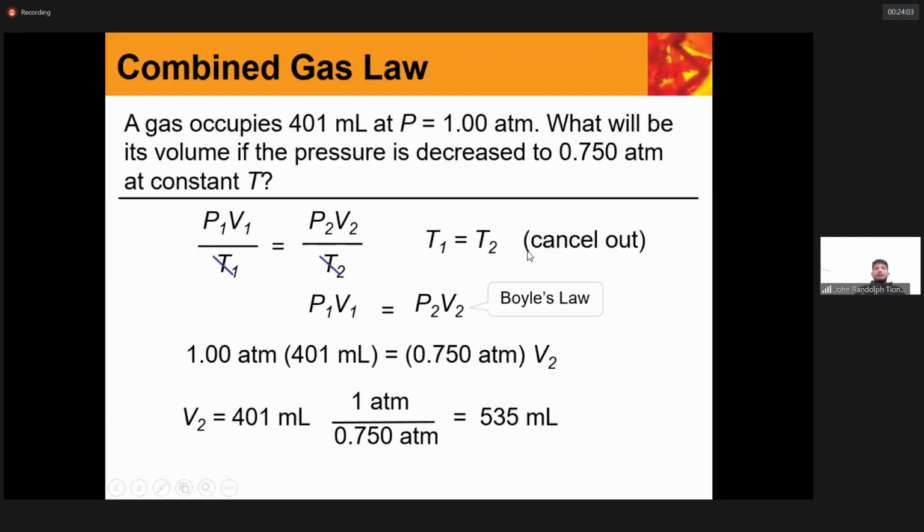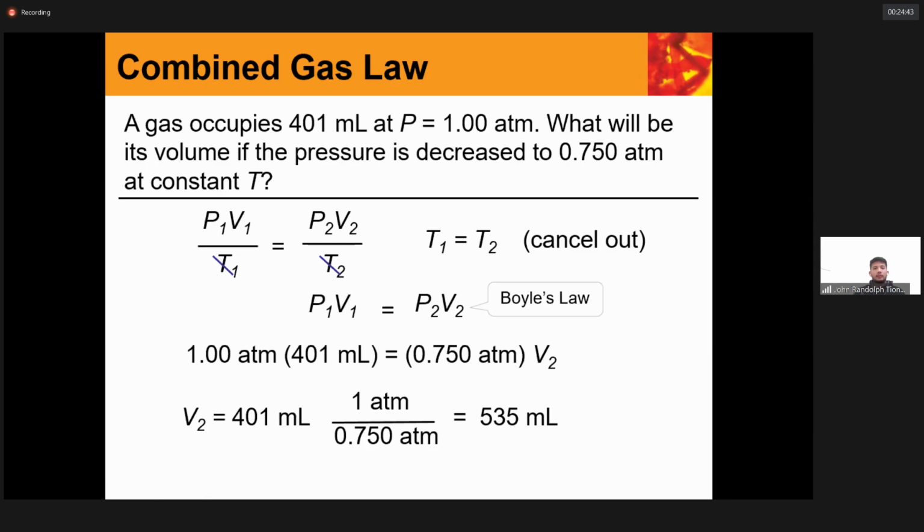A gas occupies 401 milliliter at 1 atmosphere. What will be its volume if the pressure is decreased to 0.750 atm at constant temperature? Okay, so combined gas law yung minention dito, pero if you check here, sinabi sa problem na constant temperature. Now, recalling with the previous laws, if the temperature is held constant, then we can say it's Boyle's law, right?